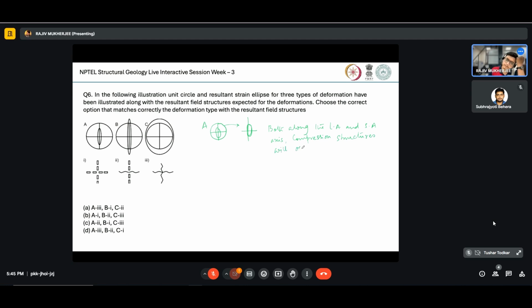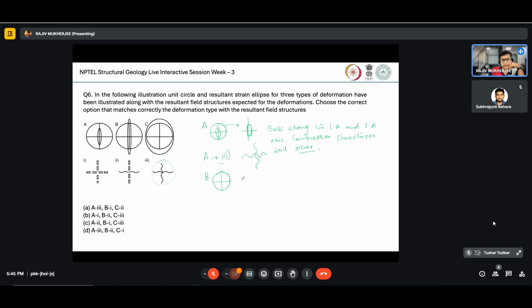That means both the long axis and the short axis will experience folding, and that will match with 3. So A will go with 3, right? Now the second one tells us this was the initial state.